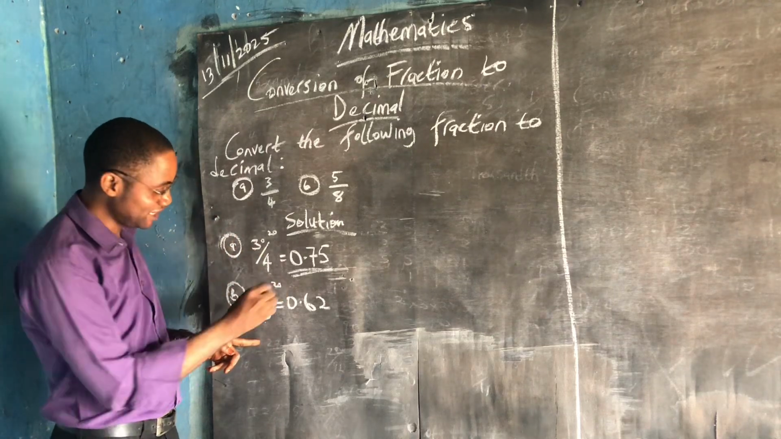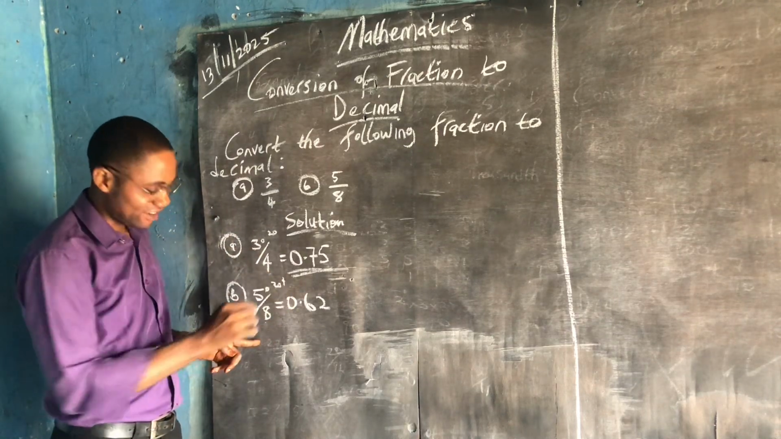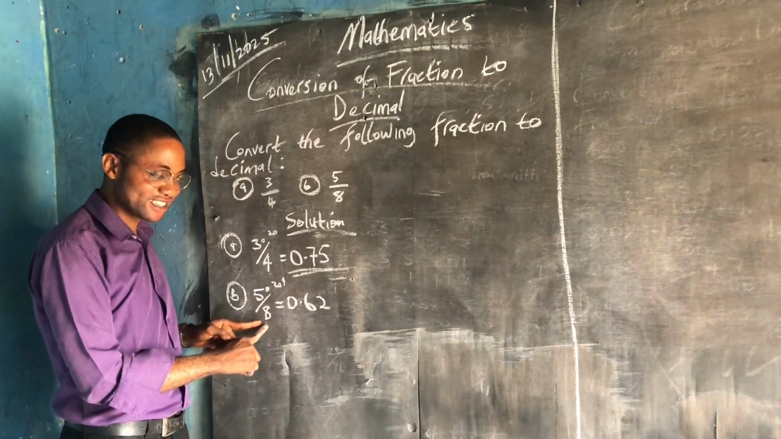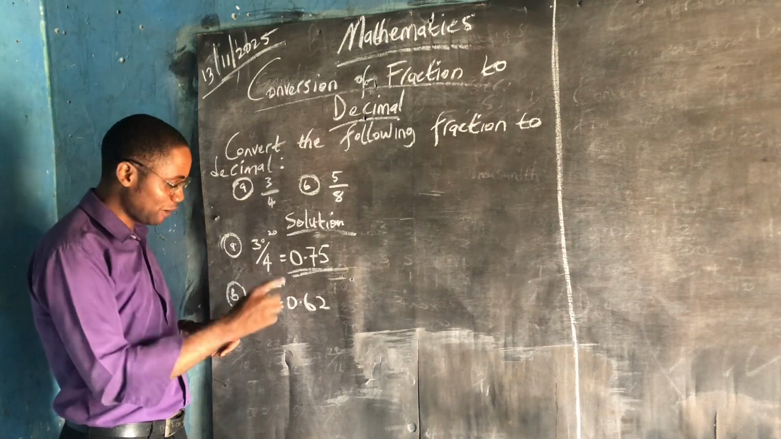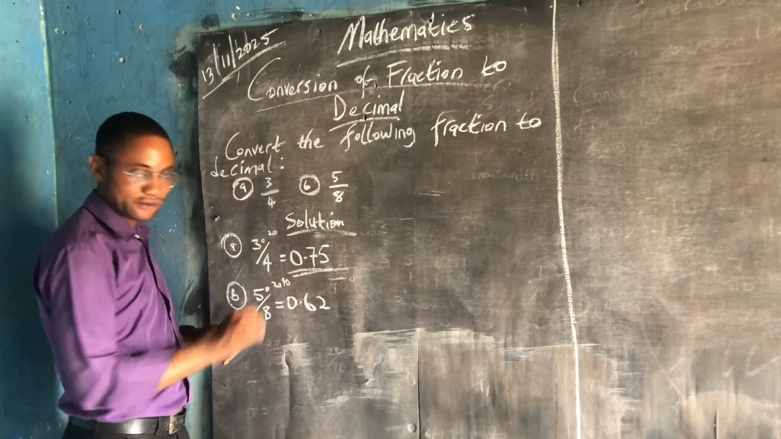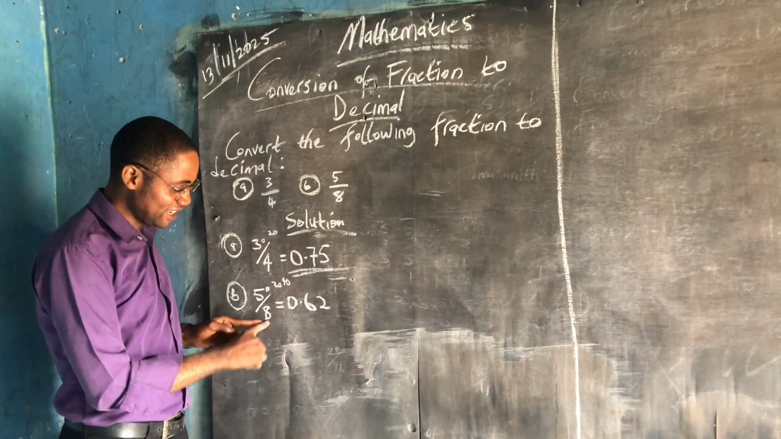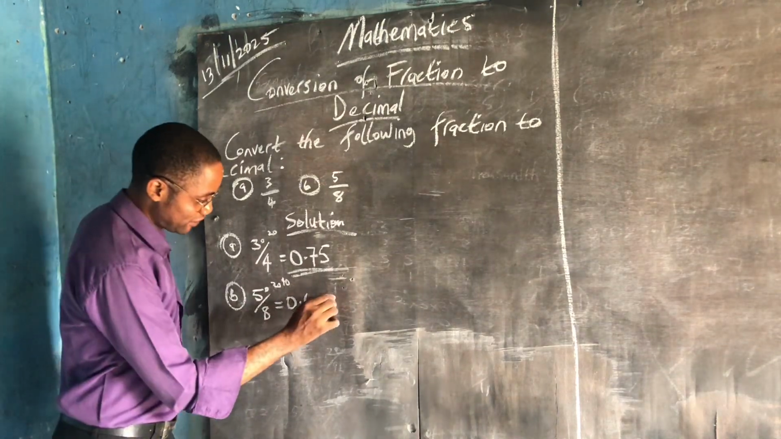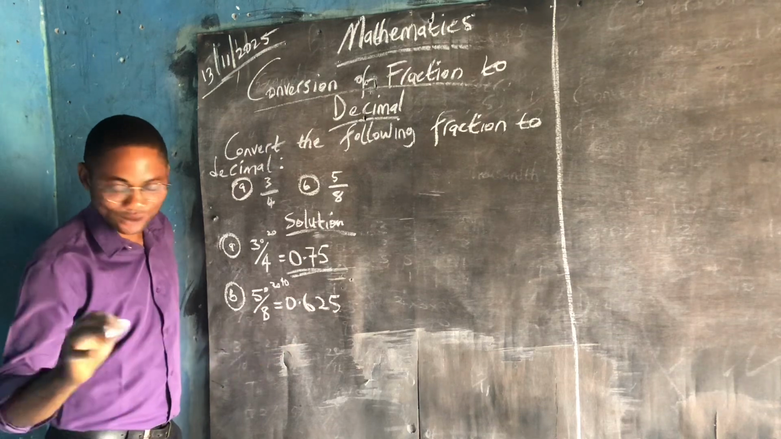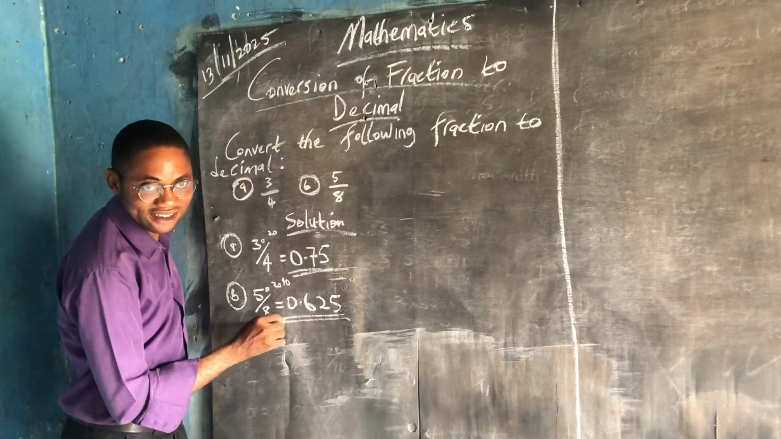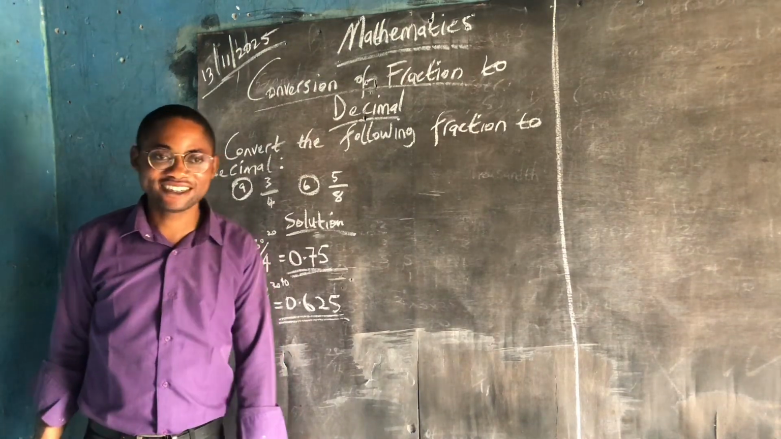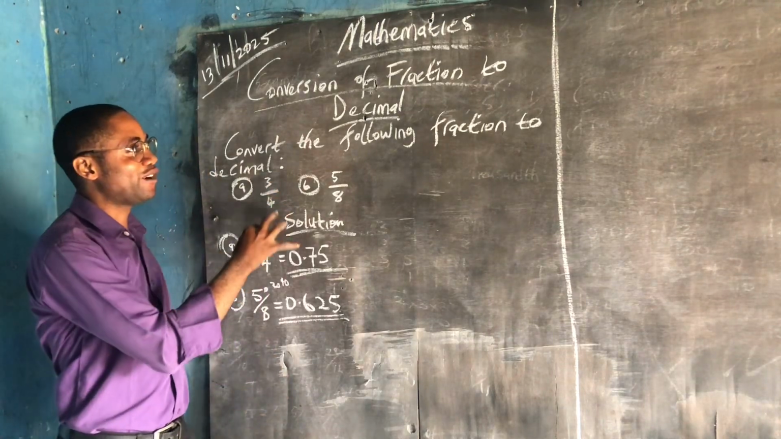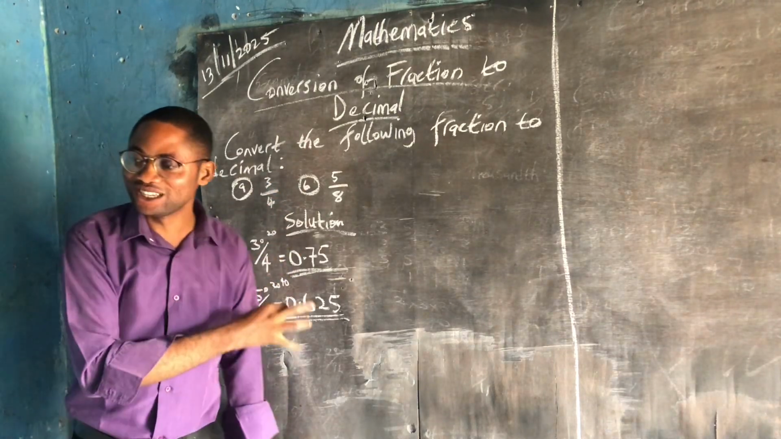Now that 4 that is remaining, you write it down. And then you borrow another 0. Why are you borrowing 0? Because 8 cannot divide 4. So you borrow another 0 to this 4, it becomes 40. So you go again. 8 divided by 40 is what? 5. Is there any remainder? No. So this becomes our final answer. Is it clear? Yes. So this is the simplest way to convert fractions to decimal.